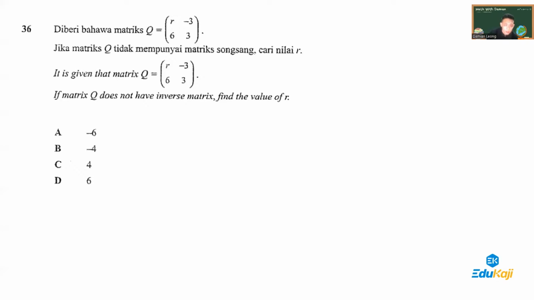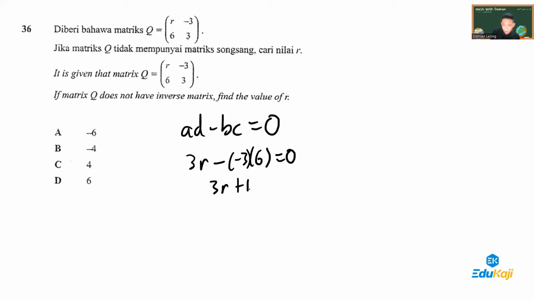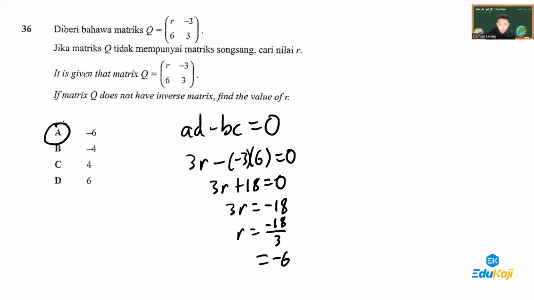Question 36. They tell you that matrix Q does not have an inverse matrix. So, does not have an inverse matrix means determinant of the matrix is 0. Means AD minus BC is 0. So A times D, R times 3, 3R minus negative 3 times 6 equals 0. 3R plus 18 is 0. 3R is negative 18. R will be negative 18 divided by 3, negative 6. Answer A. No inverse, AD minus BC equals 0.